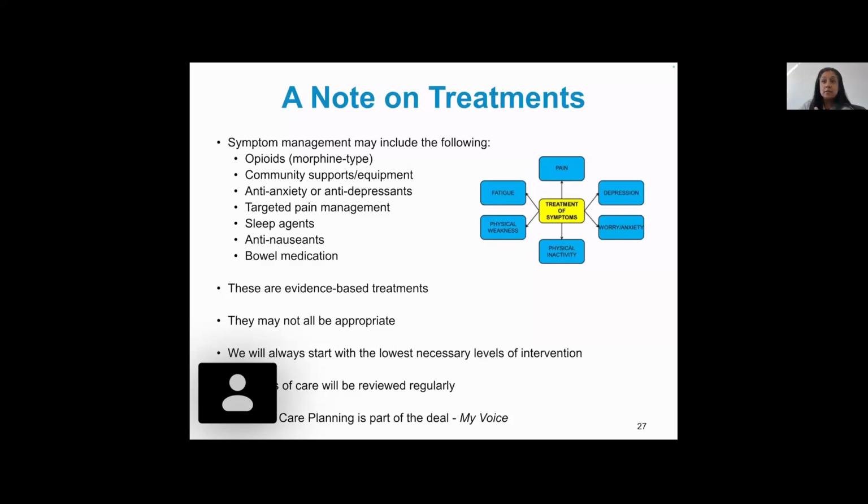We may recommend antidepressants or anti-anxiety medications. We recommend community supports, sometimes sleep agents, anti-nauseants, bowel medication. You'll be comforted to know that there is very, very high level scientific evidence and studies done actually that show us that the majority of medications that we are using for treatment in your case, or we may recommend for treatment in your case, are very safe.